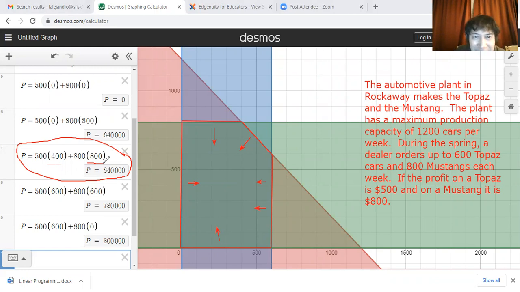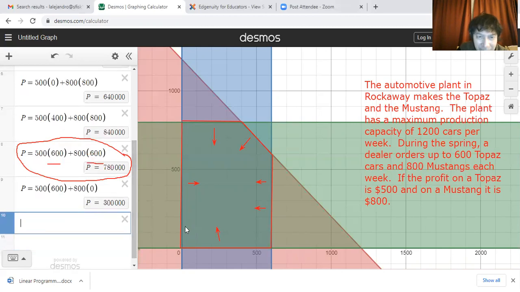For curiosity only, how about if we choose something inside the region? How about trying something like that? What if we use a point inside? 100, 100 over here. Will it give us something more than 840,000? Let's just try it. Any value inside will not be maximum. Only the corner points can provide that.